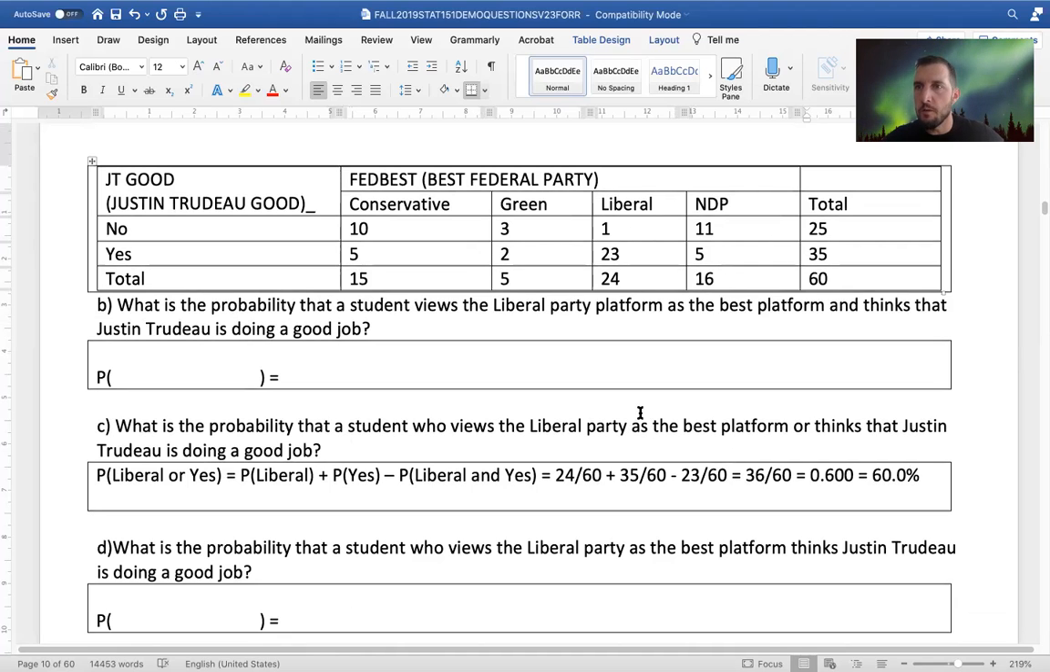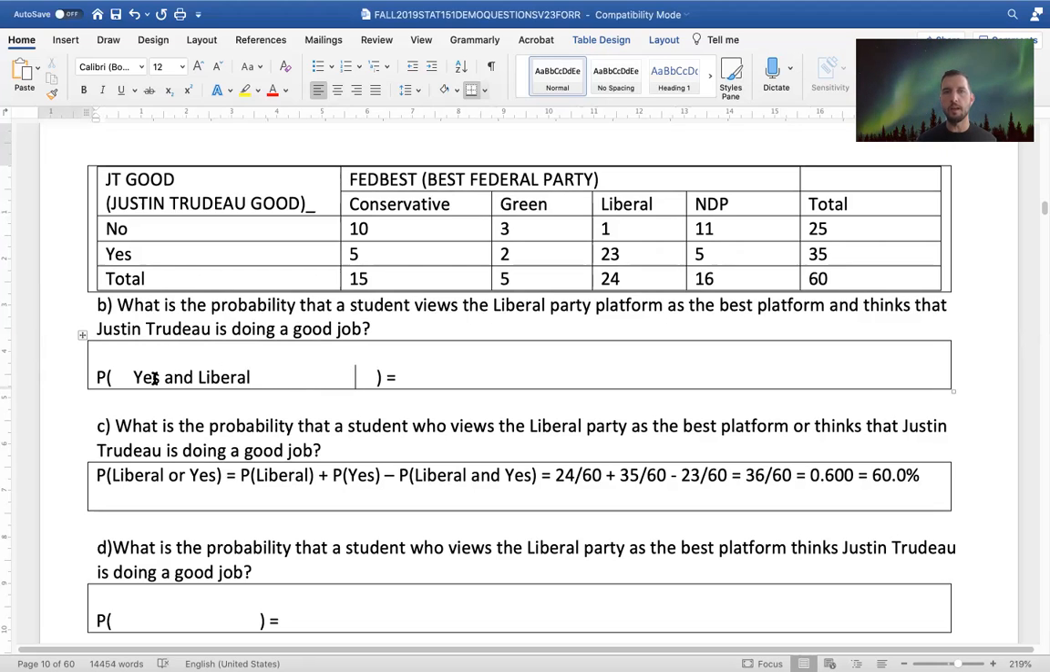From this contingency table, we can define different probabilities. Part B, what is the probability that a student views the Liberal Party platform as the best platform and thinks Justin Trudeau is doing a good job? So here, what we have is probability yes and liberal. Okay, so we're asking for an intersection. Now the question is a bit wordy, but this is what we are looking for in this particular problem.